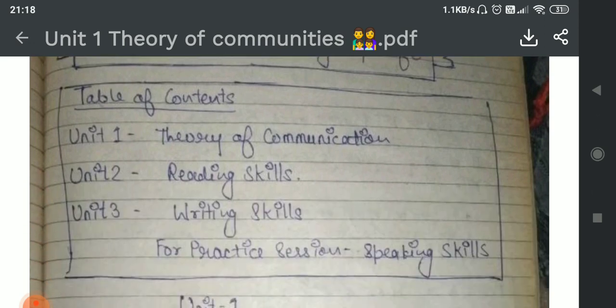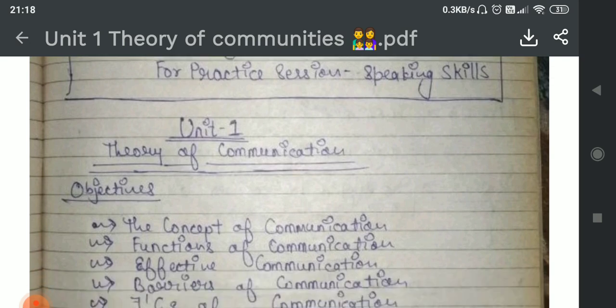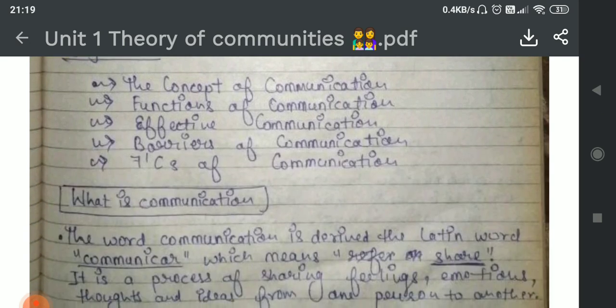So today we will mostly focus on the first unit, that is theory of communication. It is a very easy unit. If you understand it, it is so easy, and you can get a lot of marks. So first thing that we'll talk about is the concept of communication. Then we will learn about the functions, then effective communication, then also barriers and 7 C's of communication. So this is how much we are going to cover.